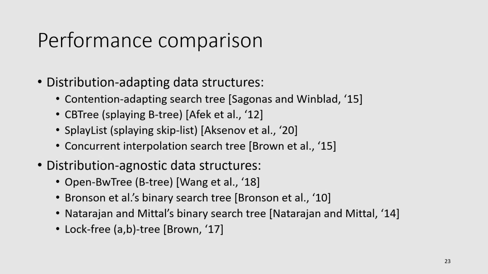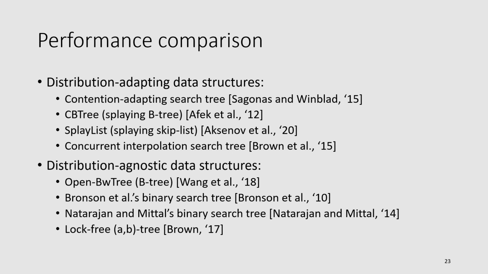Let's look at how the OCC-AB tree, with and without elimination, stacks up to well-known state-of-the-art ordered dictionary data structures. We group the compared data structures into two categories. The first contains those data structures that adapt to the increased contention or skewed key access, and so should theoretically be faster on skewed workloads. The second category contains distribution-agnostic data structures and includes some well-known concurrent binary search trees and B trees, as well as the lock-free AB tree mentioned earlier.